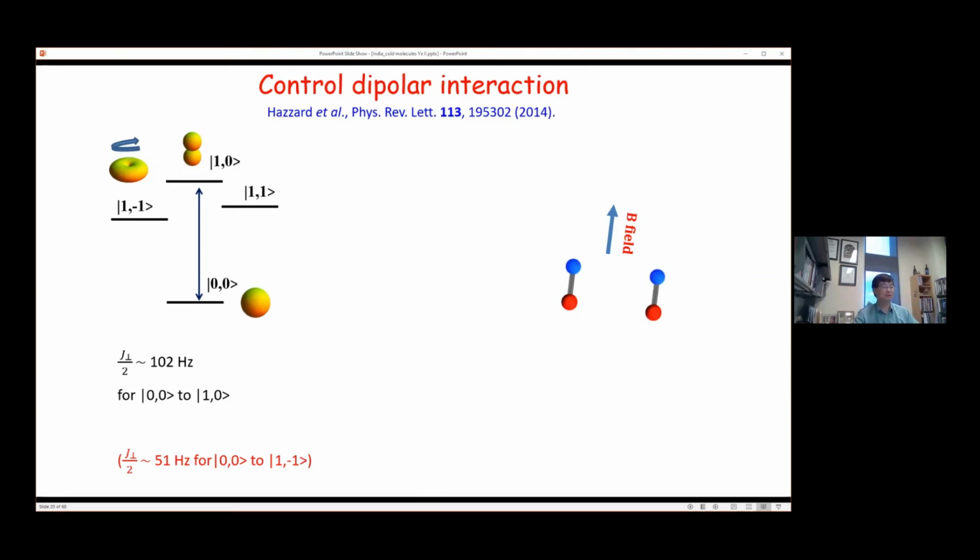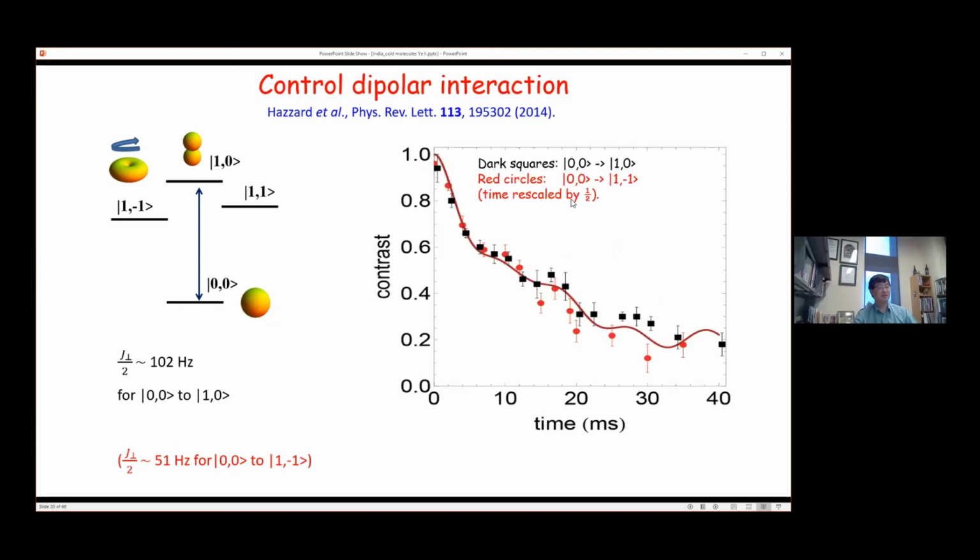And if you average these two rotating side by side, sometimes it's a side-by-side attraction, sometimes it's a repulsion. On average, the 0,0 to 1,-1 has a dipolar interaction energy of 51 hertz, versus the one that's always perpendicular to each other, where you have the matrix element that's 100 hertz. And all of this we can actually figure out by looking at this decay.